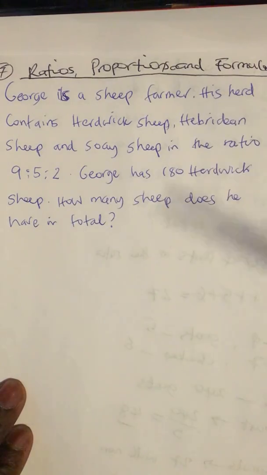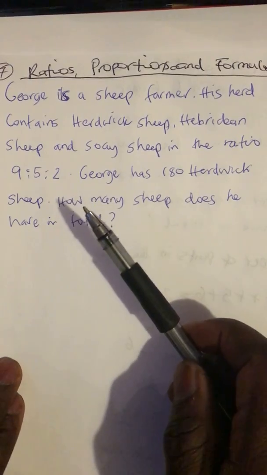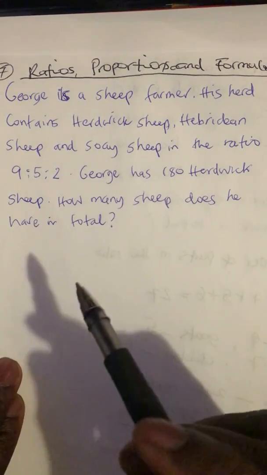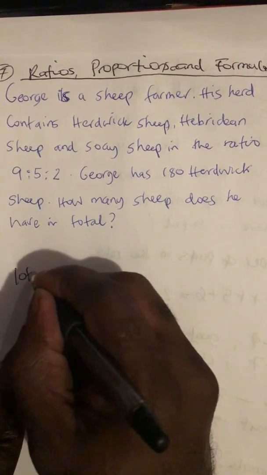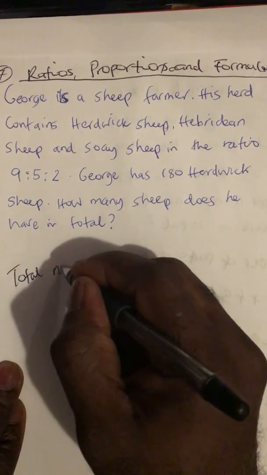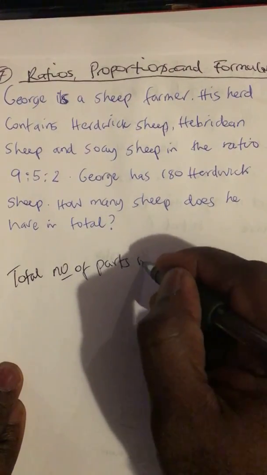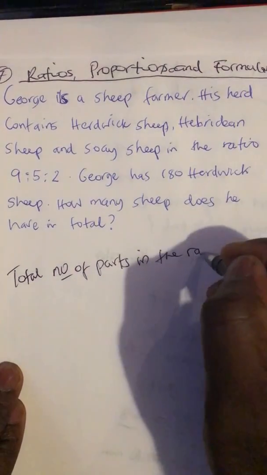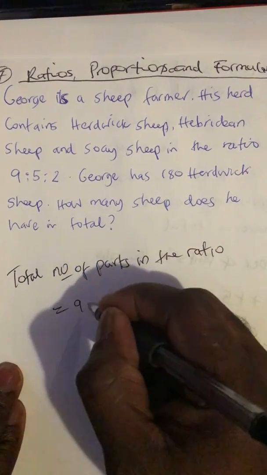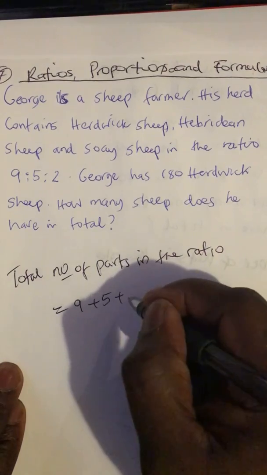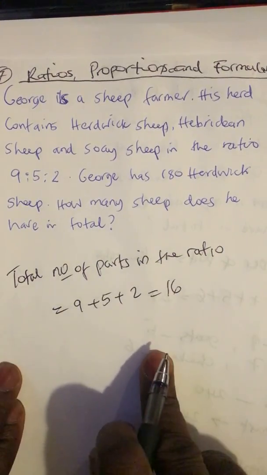It's just like the first one we did. We will first of all calculate the total number of parts in the ratio. This will give you 9 plus 5 plus 2, which is 16. So we have 16 parts.